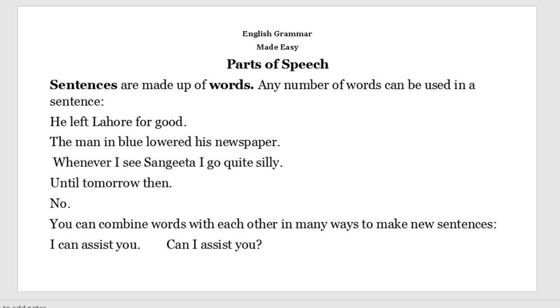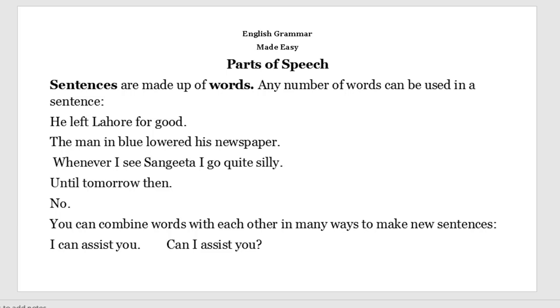Sentences are made up of words. Any number of words can be used in a sentence. He left Lahore for good. The man in blue lowered his newspaper. Whenever I see Sangeeta I go quite silly. Until tomorrow then. No.